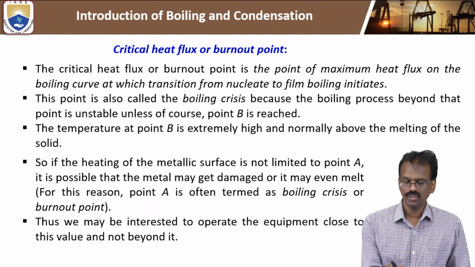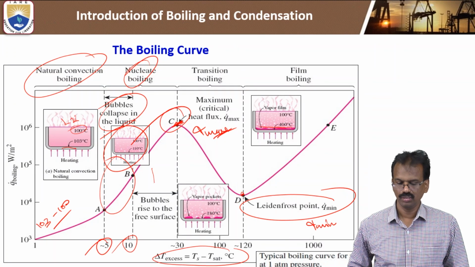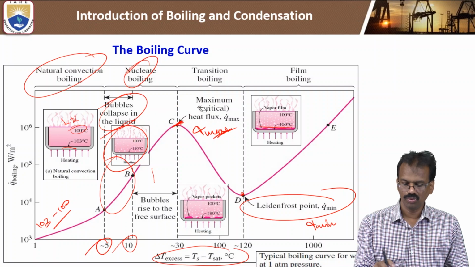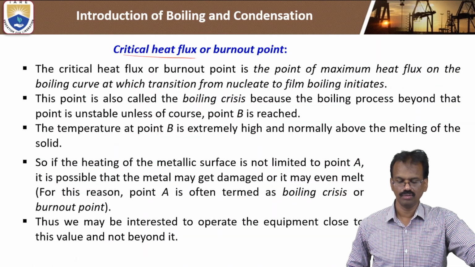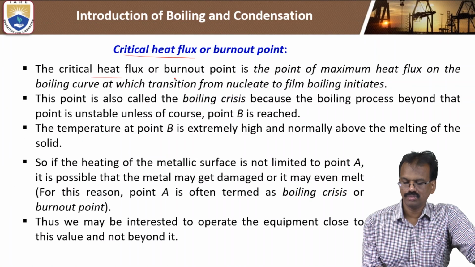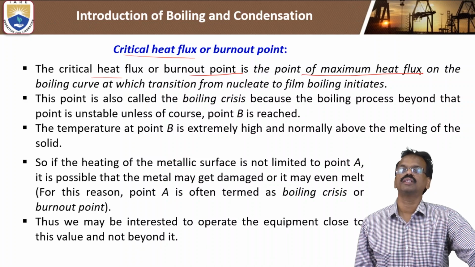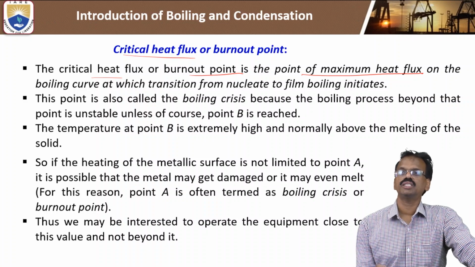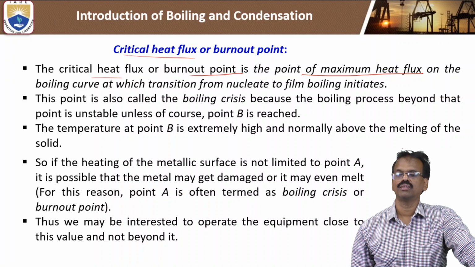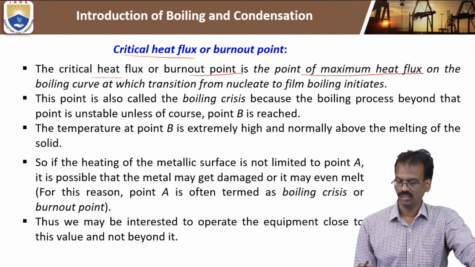We'll see a few points regarding the critical heat flux. The critical heat flux is at C, at the end of nucleate boiling. Critical heat flux, or burnout point, is the point of maximum heat flux on the boiling curve, at which the transition from nucleate to film boiling occurs. We will see the bubble formation to film boiling.